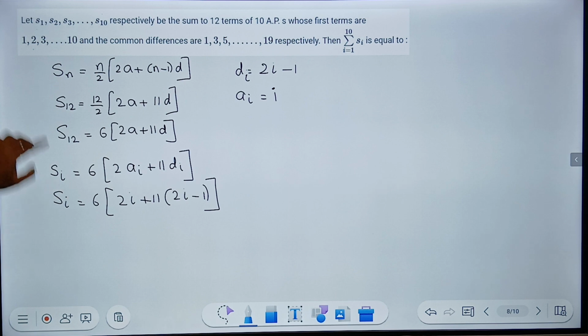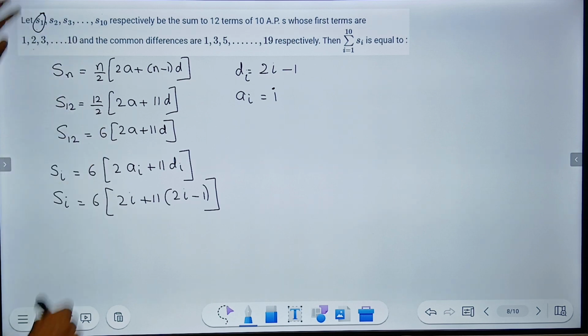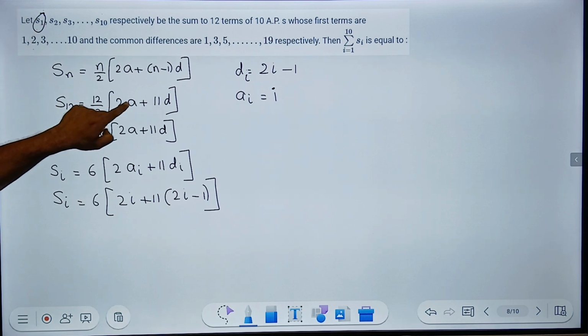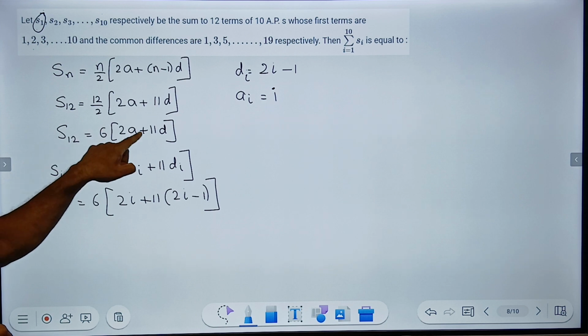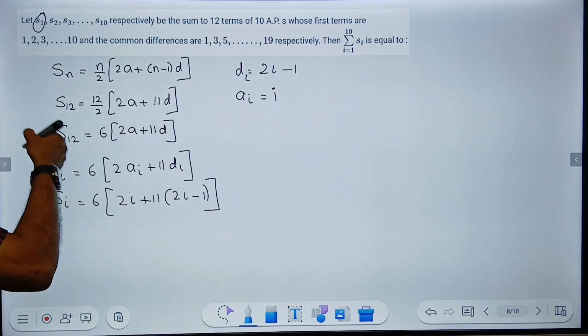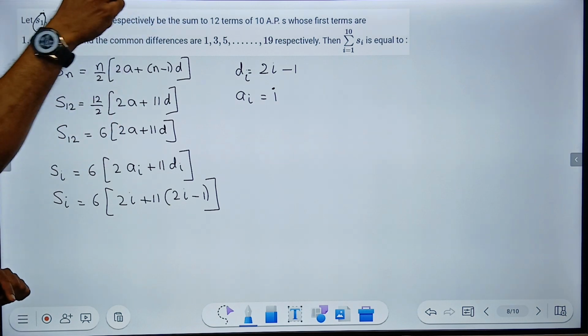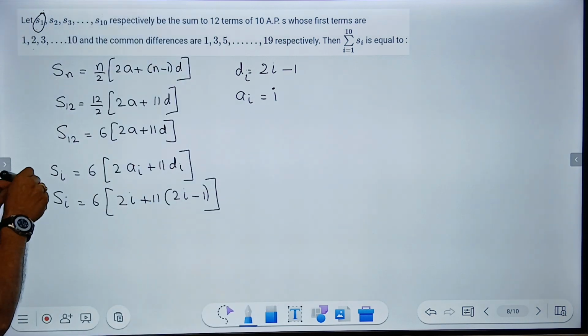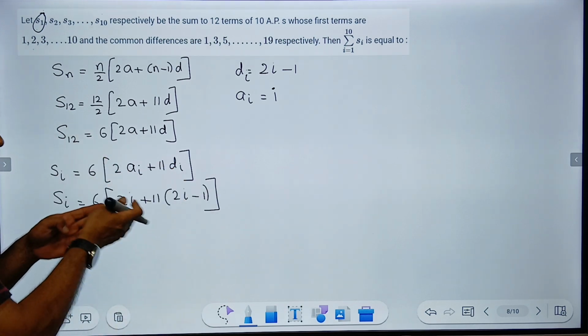Again I'll repeat. Sn is the sum of n terms of an AP. S12, because each one is the sum of 12 terms. So S12 will be 12 by 2 into 2a plus 11d. So for S12, I got a formula 6 into 2a plus 11d. But each of these S12 are S1, S2, S3, S10 and so on. So that Si will be 6 times 2ai plus 11di. But I don't know what my ai is.